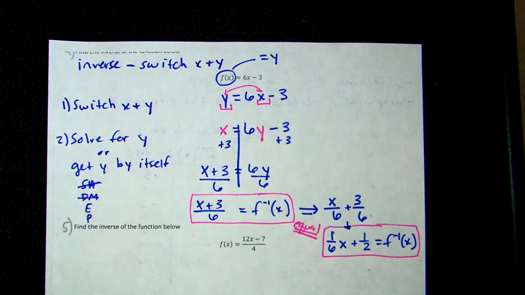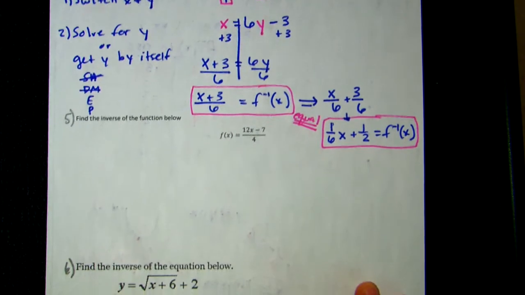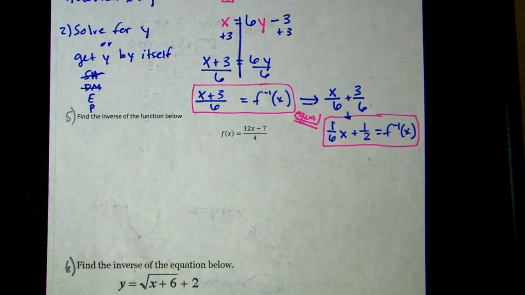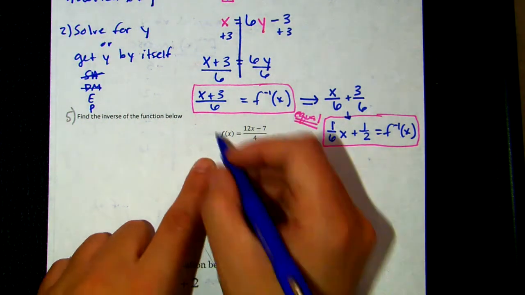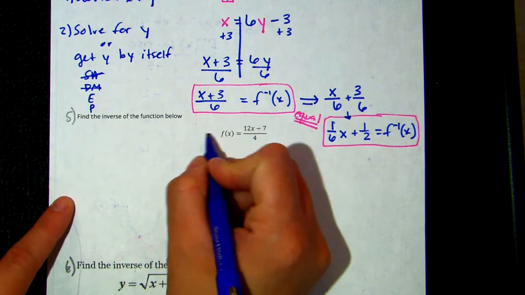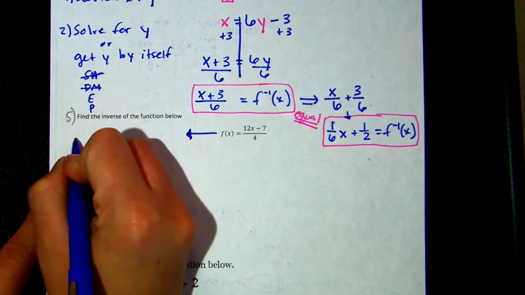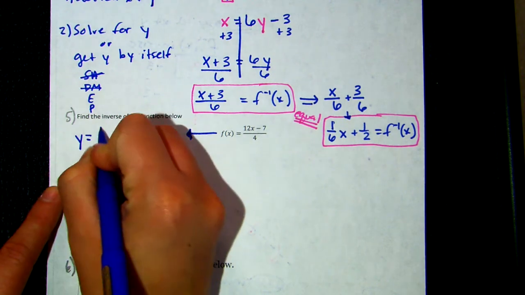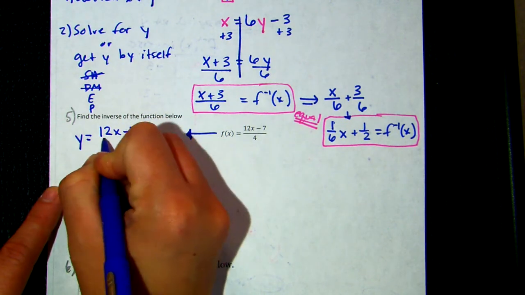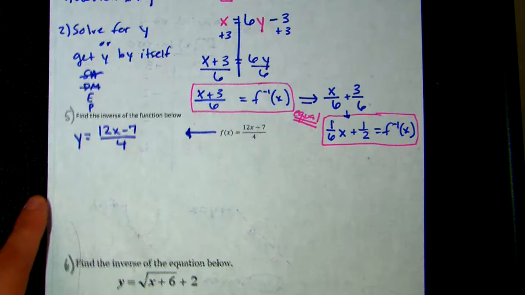Okay, so you can simplify it, but you don't have to. Now looking at this next one, very similar thing. But the solving is a little bit different here. Our steps are going to be exactly the same. The first thing that we want to do is rewrite this with y, and I'm going to rewrite it over here just so I don't get confused with my work above. I'm going to rewrite this as y is equal to 12x minus 7 over 4.